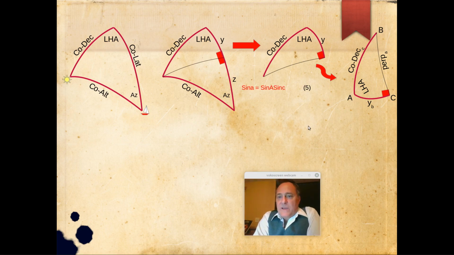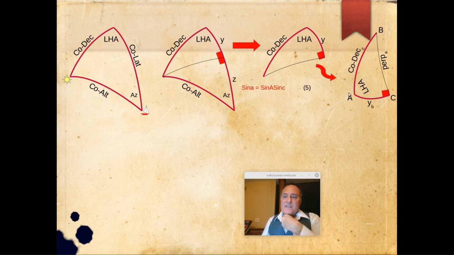Now, with respect to this triangle here, I can say that the sine of side A, that's here, is equal to the sine of the angle A, the local hour angle, times sine of little c, this side, okay? That comes from 5.